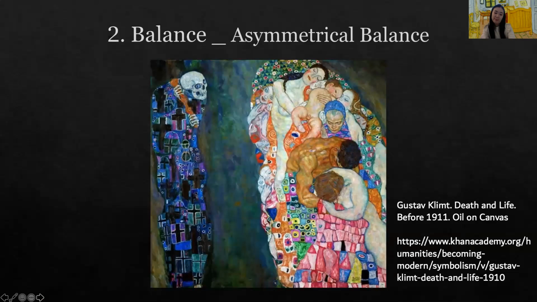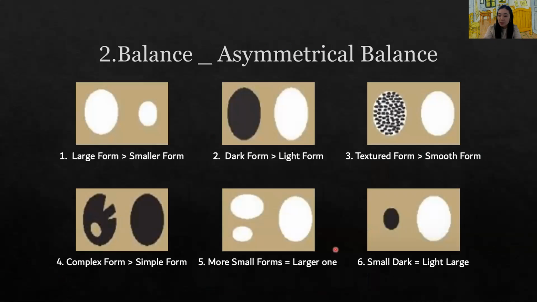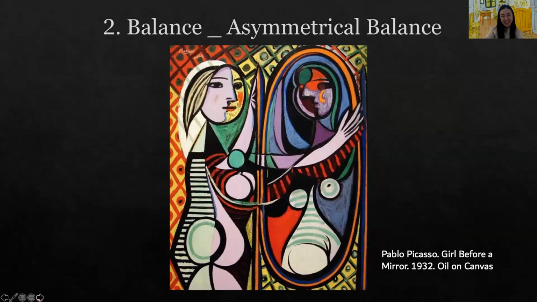How about this? This is a Gustav Klimt painting. Can you guess which asymmetrical type Gustav Klimt used? Let me show you the options again. I see a light and a dark, but maybe, oh, never mind. Number 6, a small dark to a light large. You got it.